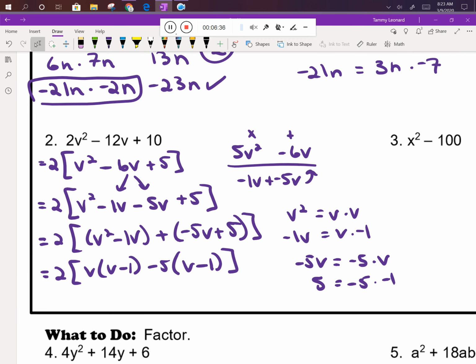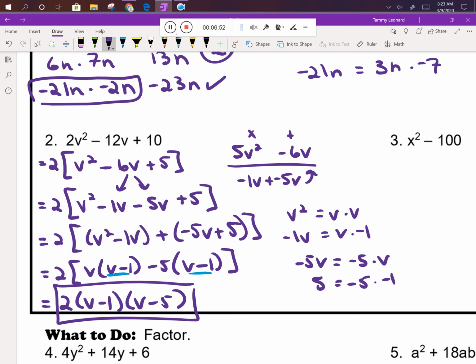Well, that's going to be the end of my big brackets because I still have the 2 from the outside. I have the v minus 1 that they had in common, and they leave behind a v minus 5. That's the full factorization of that trinomial.